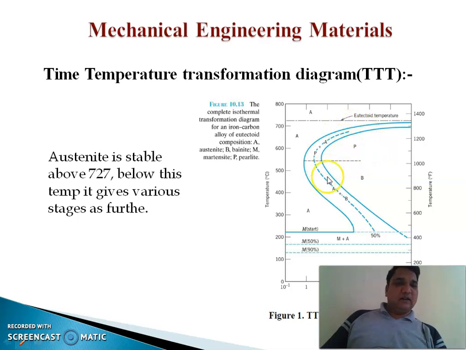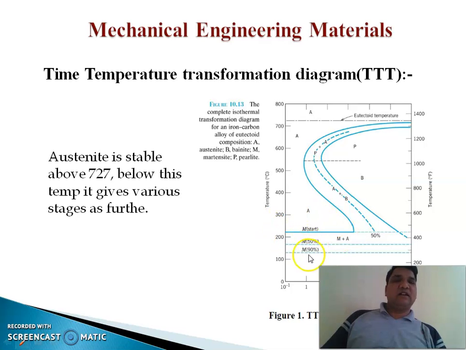Again, below the pearlite, the bainite is formed. Bainite is slightly harder than the pearlitic phase. This line shows that bainite is going to start, the middle line is 50% pearlite and 50% bainite, and the third line indicates that 100% bainite is formed. And after that, at the bottom region, the martensite is going to be formed.